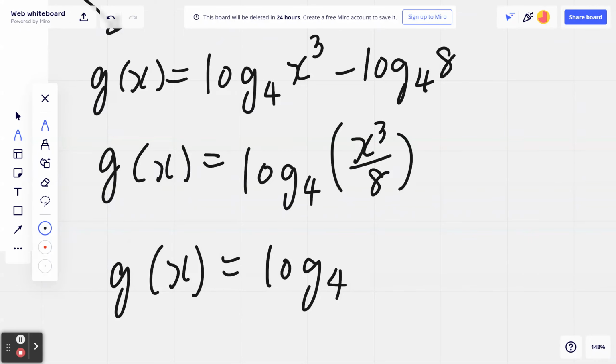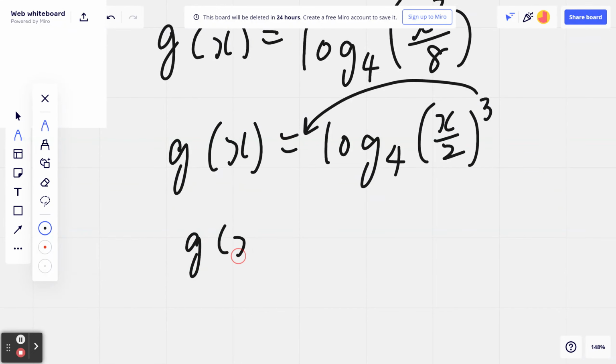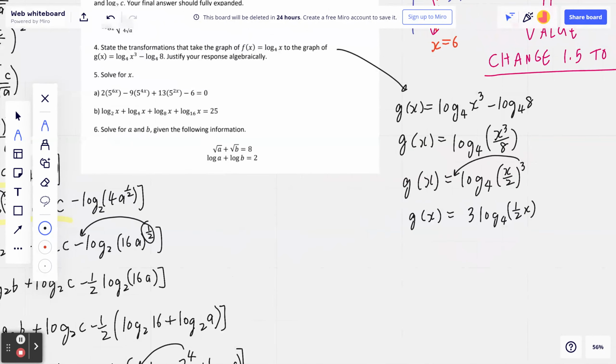It's just really just zooming in. And x divided by 2 to the power 3 will give you x cubed divided by 8. Now, why am I doing this? Because when you bring the exponent to the front, g of x equals 3 log base 4 of half times x, or x divided by 2. Either one is fine. The question says state the transformations.